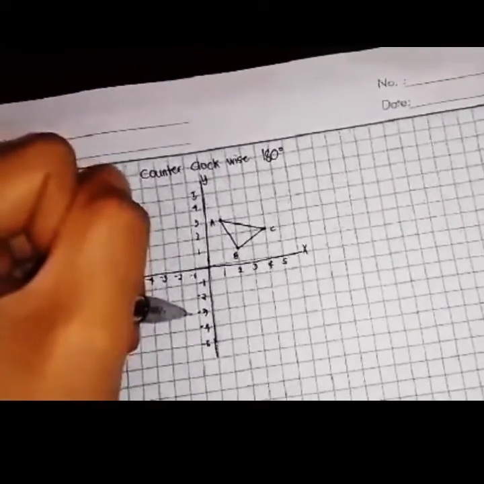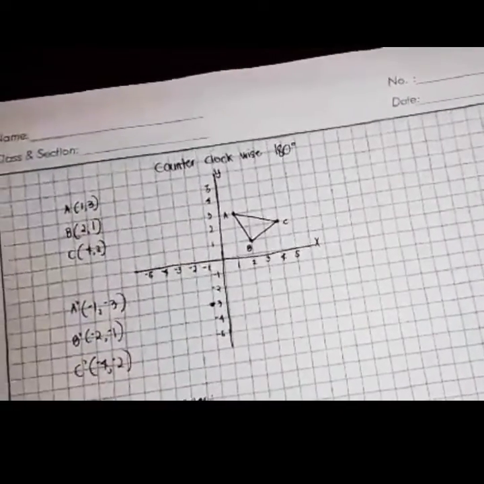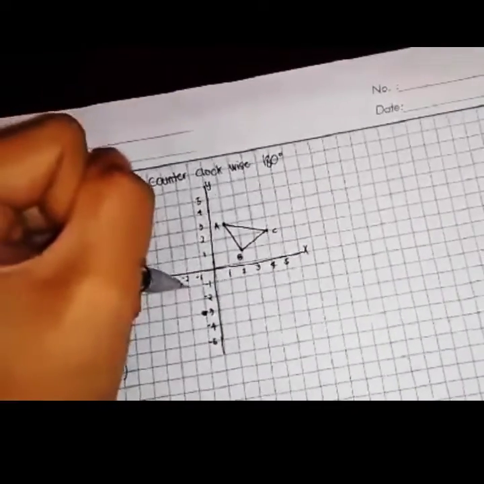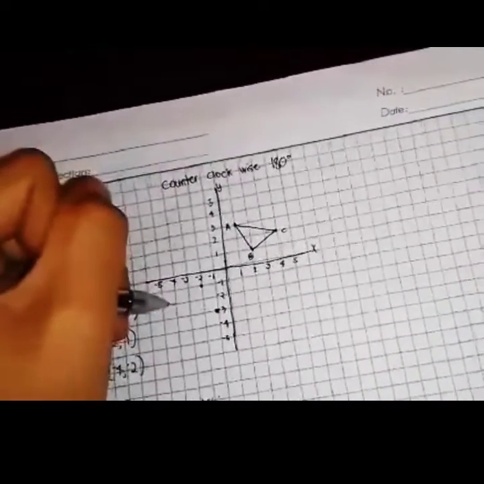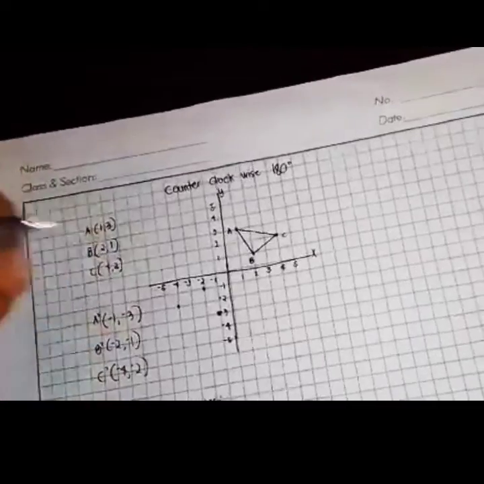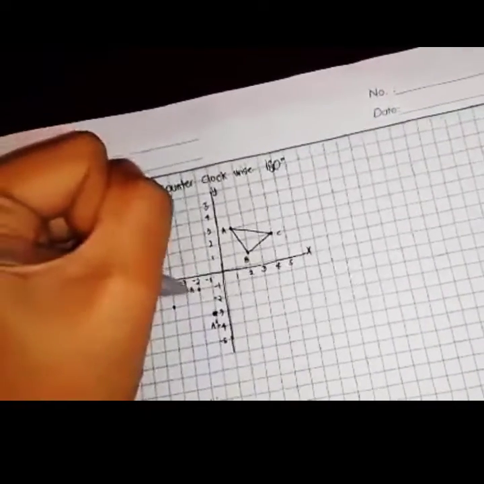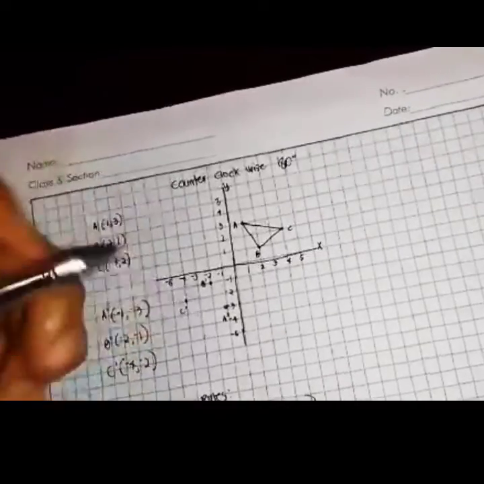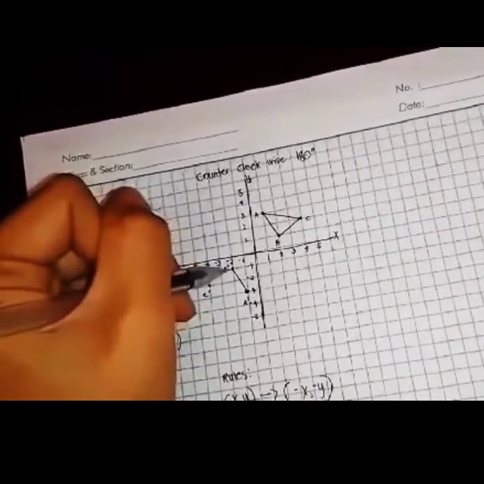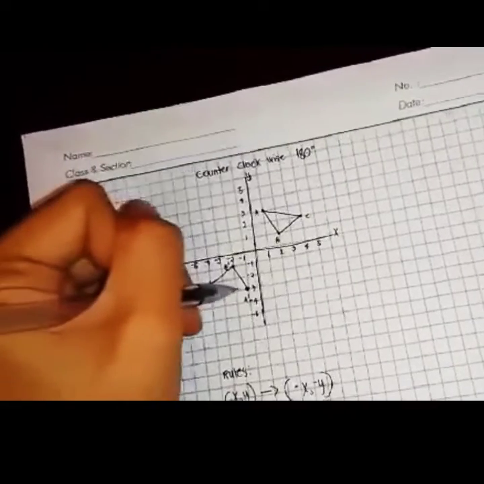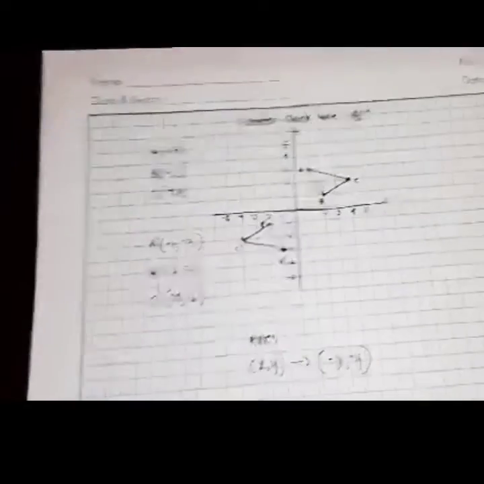So they just have the same process in the other degrees. Always follow the rules. So here is the result of counterclockwise with 180 degrees.